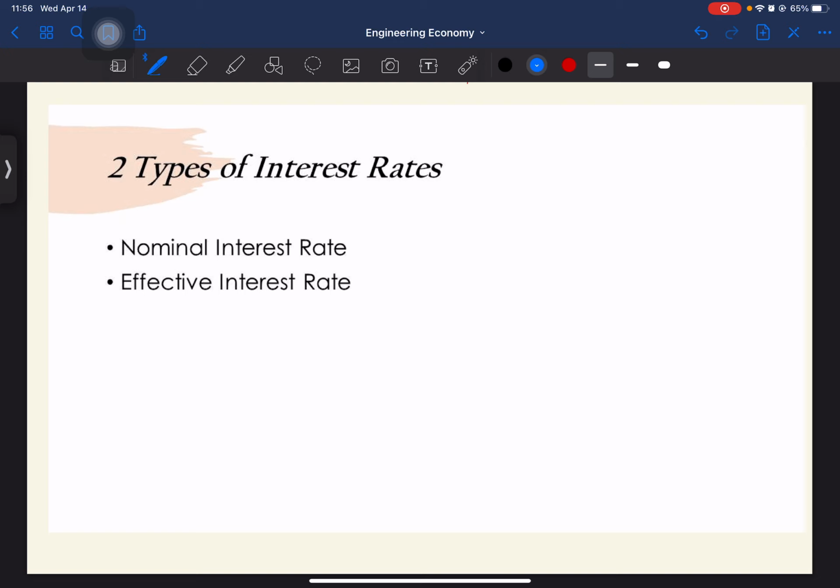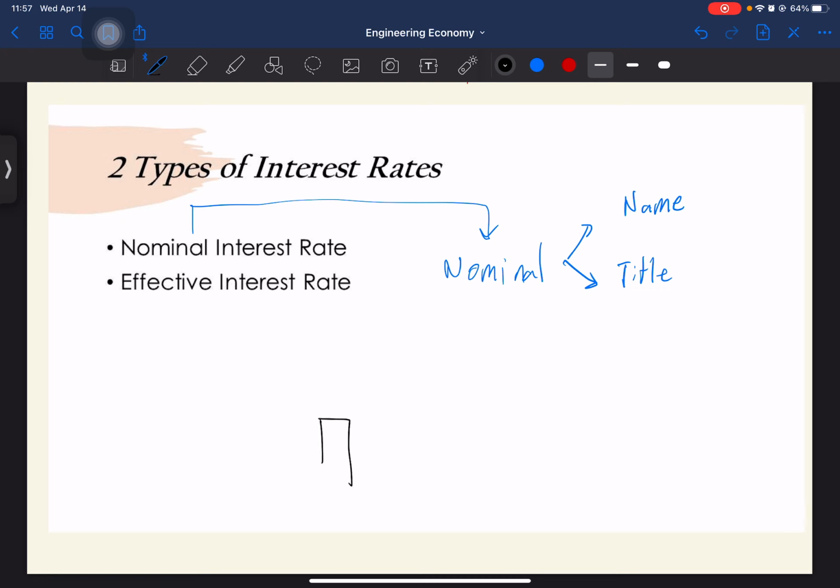Pero dito pa lang, let us define muna anong ibig sabihin ng word na nominal. Okay? When you say nominal, ililink ko siya sa ibang words katulad ng name o kaya ay title. Name, tawag sa kanya. Title, parang ayun, o ano yung pangalan niya. Ganun, di ba? Okay, let's make an example. Pero this is more on construction. So, let's say, bibili tayo ng lumber. Or bibili tayo ng, let's say, good lumber.